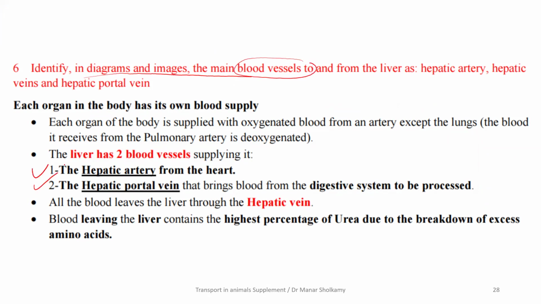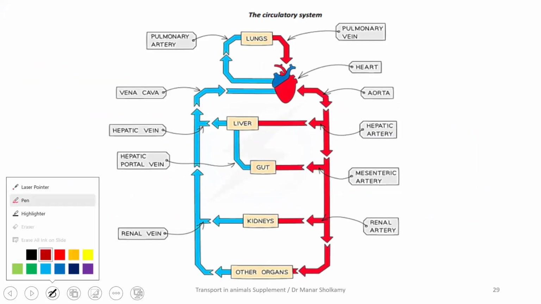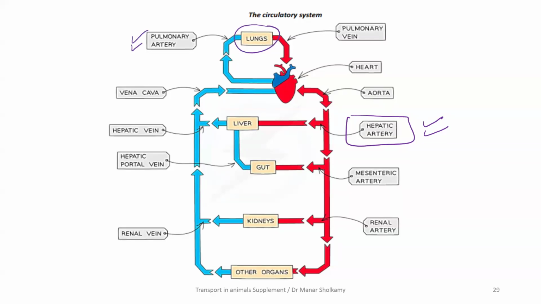Here, the hepatic artery, and we also talked about this in class. I know we finished the lesson, but I just want to make sure that we're not missing anything. The artery going to the lungs is called the what? Pulmonary. The ones going to the lungs, yes, is the pulmonary artery, correct. The one going to the liver is the hepatic artery. You don't need to know the mesenteric artery. The one going to the kidneys is the renal artery. Now the liver, it has 2 blood vessels going to it.